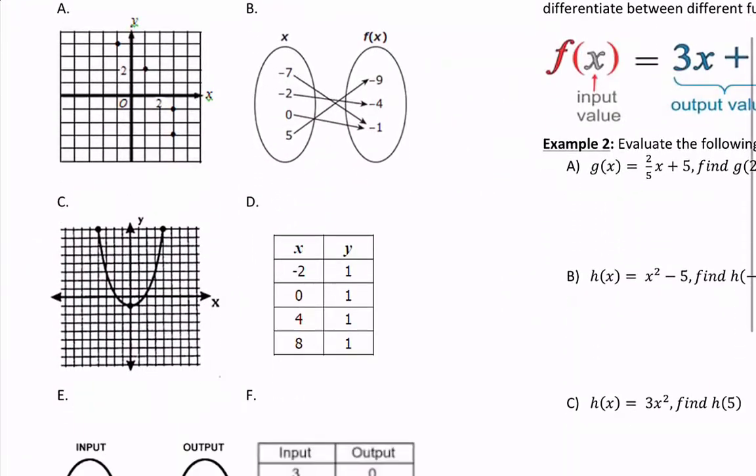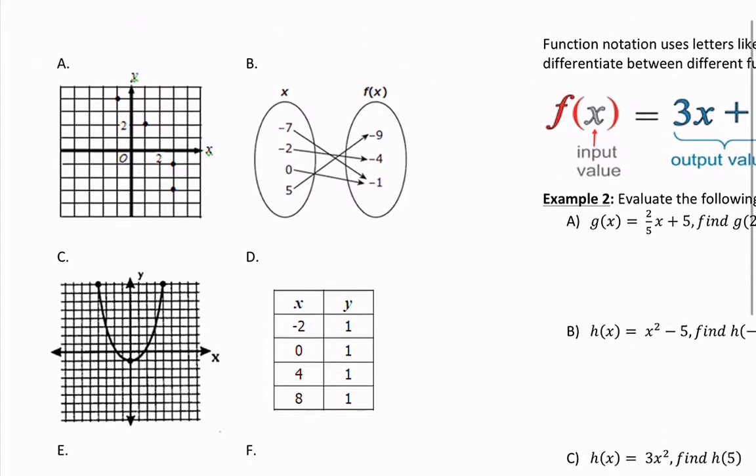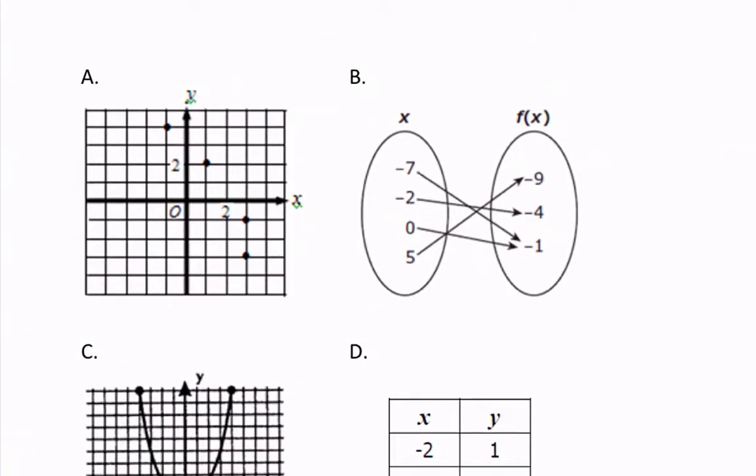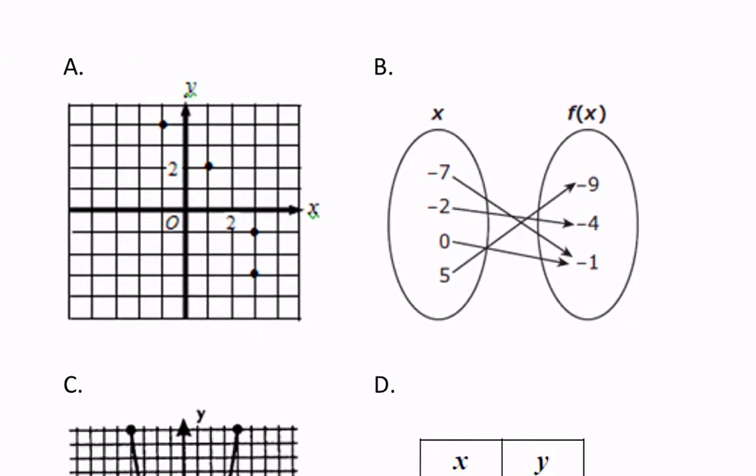All right, so now we're going to go through some examples. We're going to determine whether it is a function or if it's not a function. Okay, so since A is a graph, we're going to use the vertical line test. Remember, vertical looks like this, up and down. Okay, so we're going to see if there's anywhere that I can draw a vertical line that will go through more than one point. So let me highlight my points real quick so we can see them better.